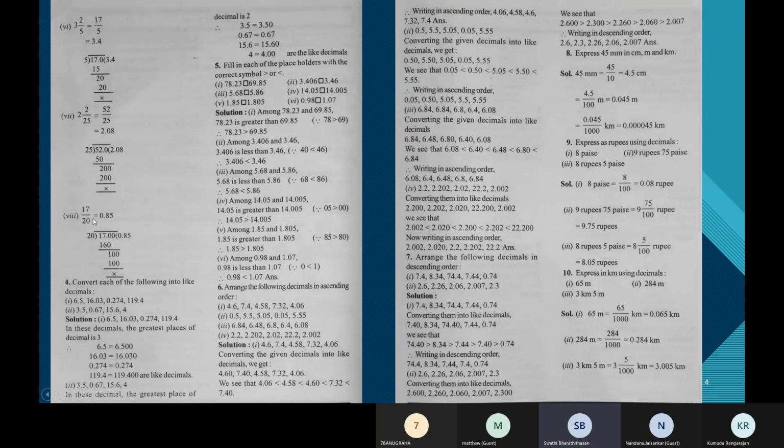Ma'am, for 17 by 20, the nearest multiple of 10, 100 or 1000 is 5, ma'am. When we multiply 20 into 5, we will get 100. So we have to multiply both with 5. So 17 into 5 will be 85, and 20 into 5 will be 100. So we have to move 3 steps towards the left side, ma'am.